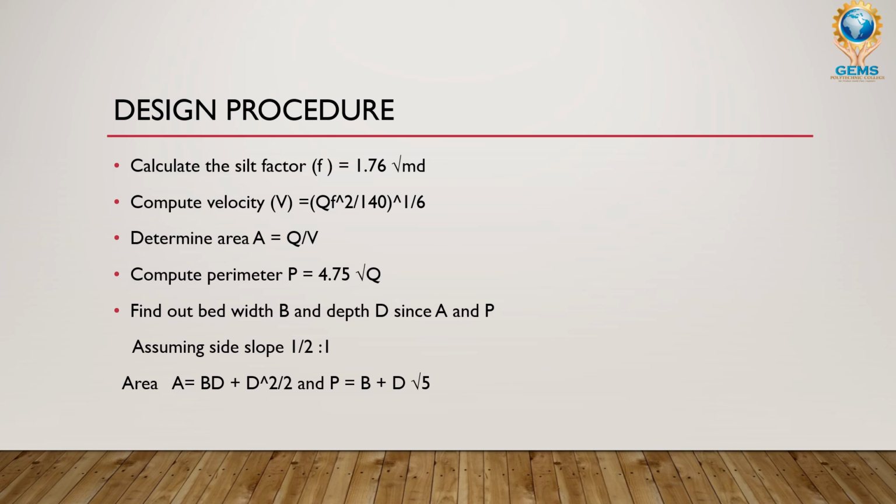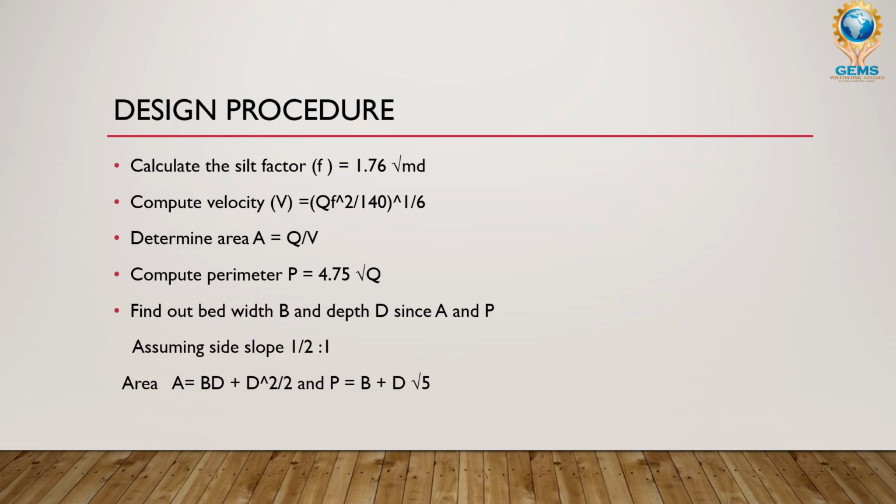And determine area A is equal to Q by V, which you know. And the perimeter here it's changed. P is equal to 4.75 root Q for this Lacy's theory. And find out bed width B and depth D, since A and P you know, and assuming side slope half is to 1. Actually this side slope is being assumed. You can assume various side slopes, but this is like a design procedure value. You can assume this value.